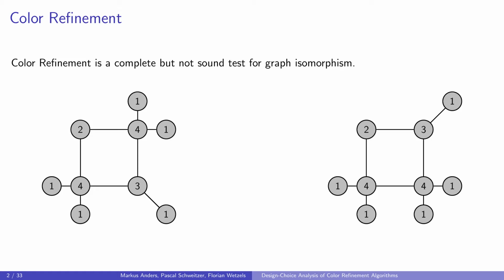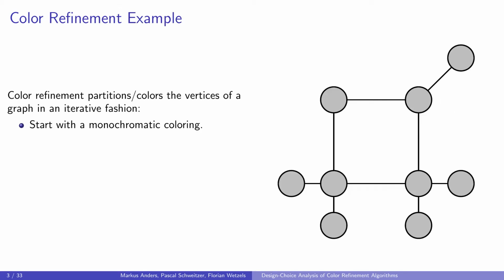However, there is an important difference. In the left graph, the 2 degree 4 vertices both have a degree 2 and a degree 3 neighbor. In the right graph, one has a degree 2 neighbor and one only a degree 3 neighbor. Color refinement is an algorithm that captures exactly this kind of reasoning to distinguish two graphs that are not isomorphic. Okay, so how does color refinement actually do this?